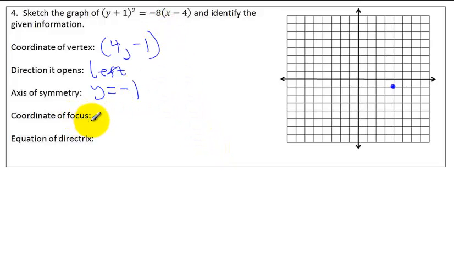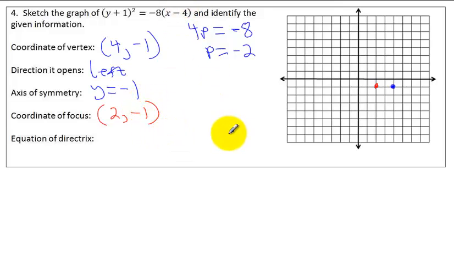So let's do the coordinate of the focus. In order to do that, we need to figure out what the p value is. So 4p equals negative 8. Therefore, p equals negative 2. So let's use red. From the vertex, I'm moving left 2 spots. There's the focus. So the focus is 2, negative 1. And then the directrix is 2 this way, 1, 2, and then you'll have a dashed line that you could put there. And so that is an equation. The directrix is x equals 6.